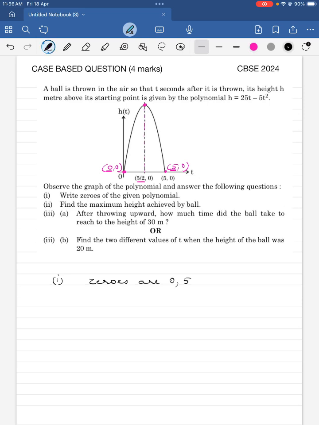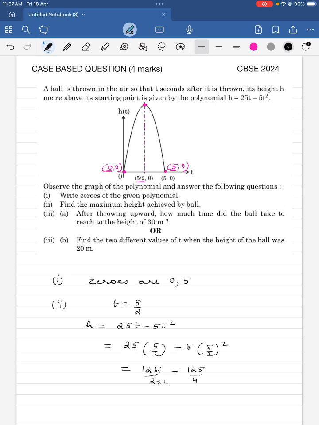Okay, so all we have to do here is take t as 5 by 2 and substitute it in the polynomial, that is h is equal to 25t minus 5t squared. In this, you would substitute the value of t as 5 by 2: 25 into 5 by 2 minus 5 into 5 by 2 the whole squared. So that would give me 125 by 2 minus 125 by 4.